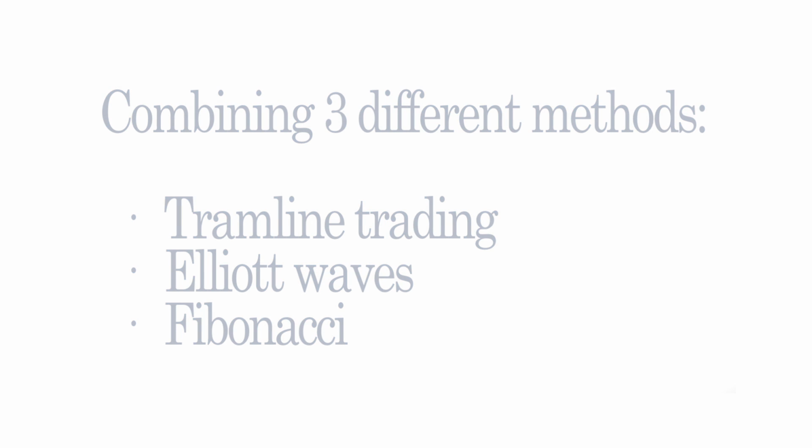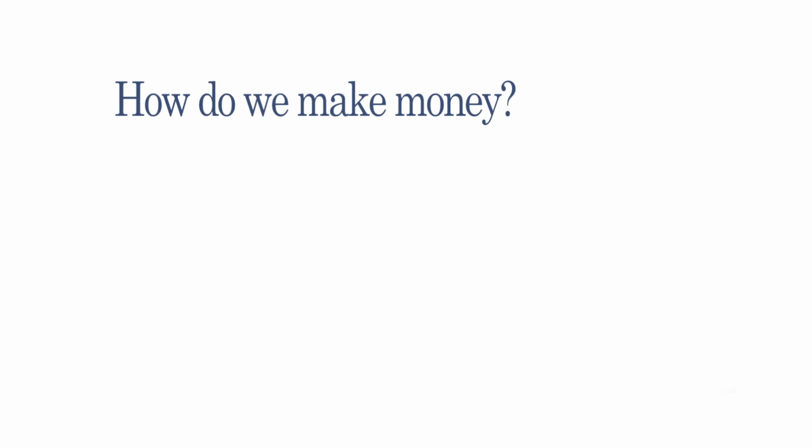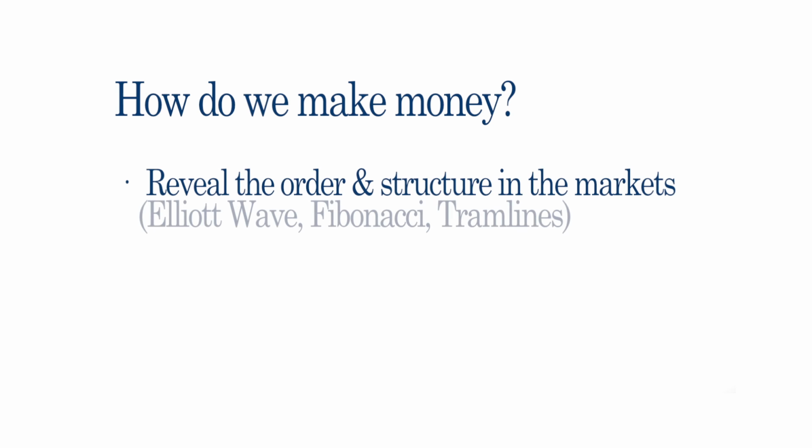Okay, so the big question, of course, as traders: how do we make money by spread betting the financial markets? There are two main factors involved. First of all, you need to reveal the order and structure in the markets, because it does exist, and the Elliott wave, Fibonacci, and tramline ideas give me those clues. These are time tested. I've used them for quite some time now, so I think I've proved their worth.